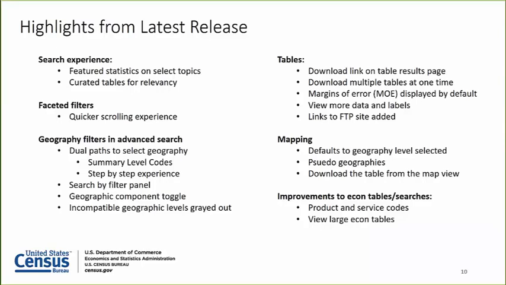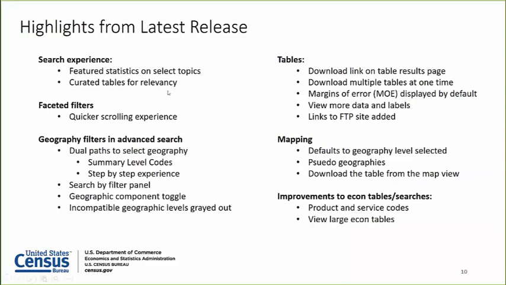that we had last week. We did a lot of work on the search experience. We have featured statistics by some select topics as well as curated tables to improve relevancy. We've improved our faceted filtering for a quicker scrolling experience. We've done a lot of work on our geography filters and advanced search. We now have a dual path that I'll show you, and then show you some slides that can break it down a little easier for you. Some other things, some toggles, and some graying out for when things are incompatible.